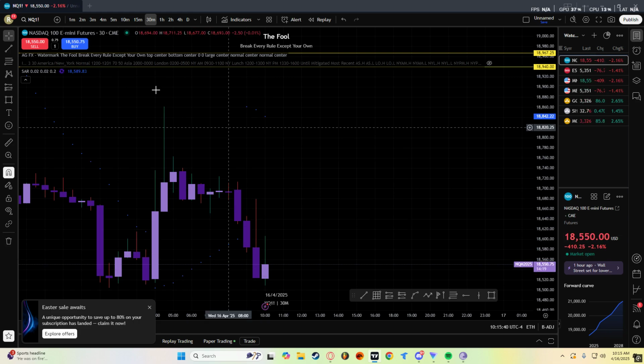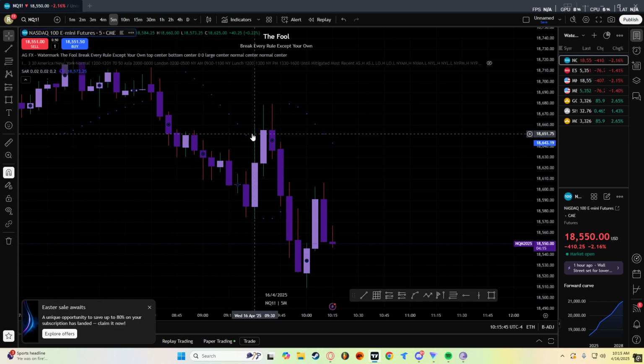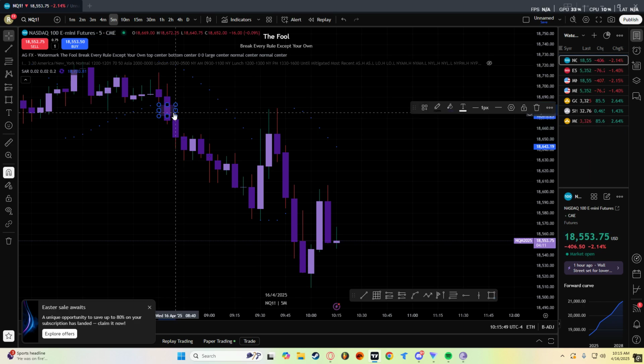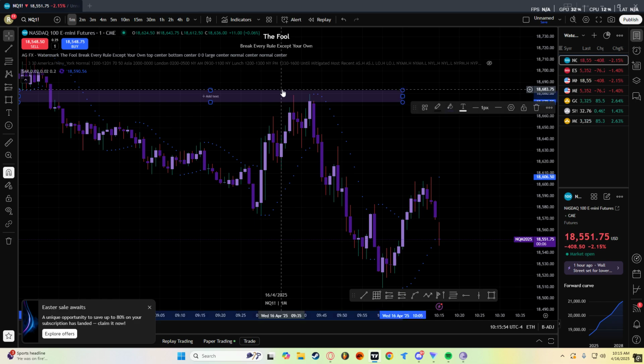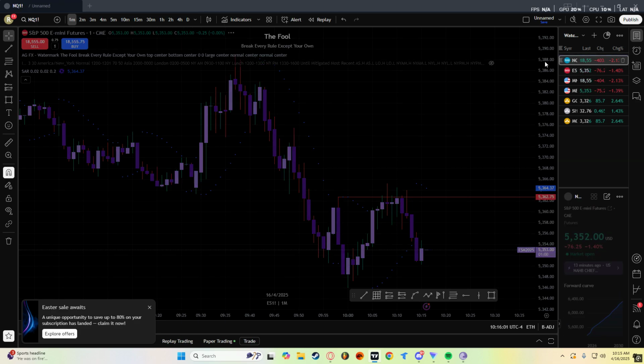So, yeah, my bias was completely wrong. And this was just a manipulation. So we retraced into this 5 minute, continued lower. But what I was looking at was NQ and ES weren't correlated, I believe.